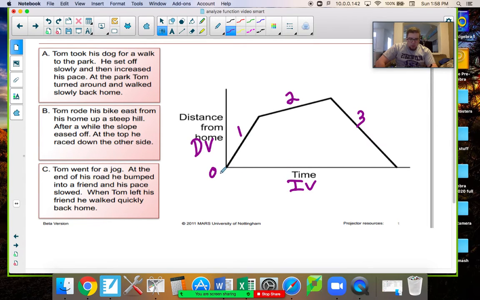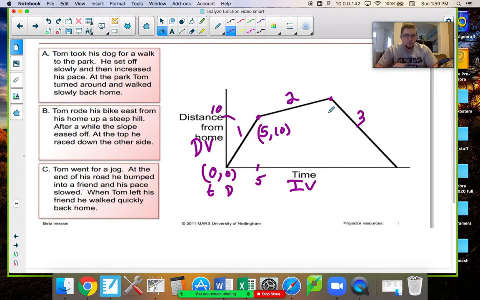So this first part: at time 0, distance was 0. Meaning before the thing started, how far were we from home? We were 0 feet from home. Then at some amount of time, let's just give it a value. Let's say 5, and let's say 10. We don't know if it's 10 miles, 10 meters, 10 feet, just some unit. We were 5 minutes into this and we were 10 meters away.